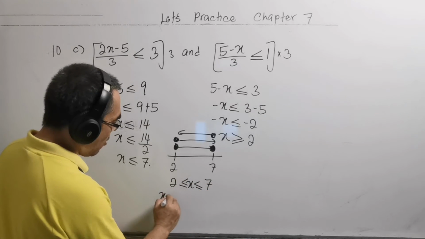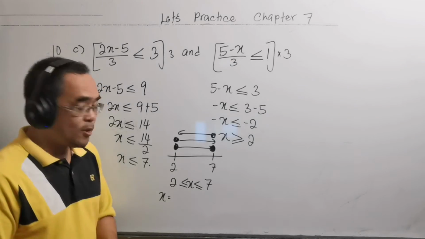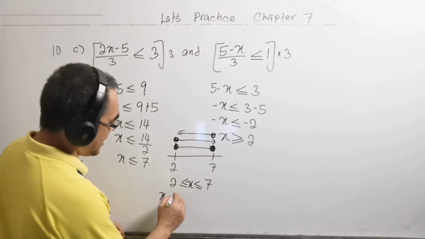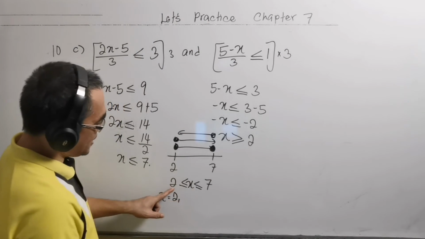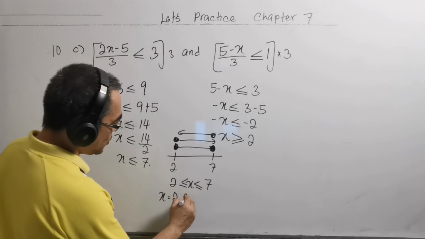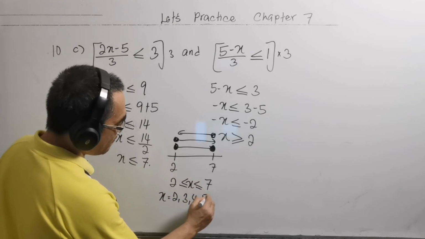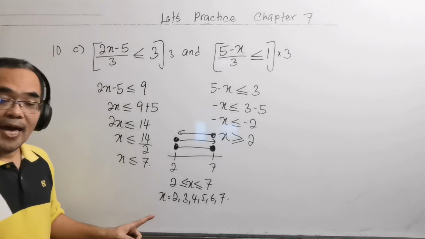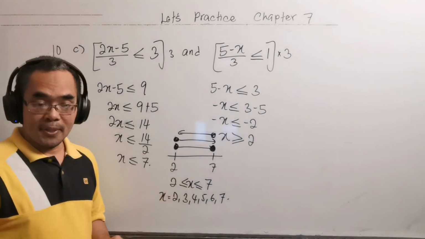In case we have options where they ask for the values of x, you tell them x is 2, because this is including 2. Blacken means including the value. So 2, 3, 4, 5, 6, and 7, in case they are whole numbers.